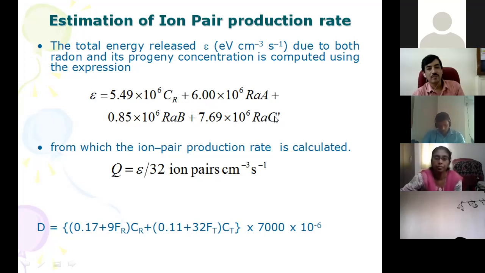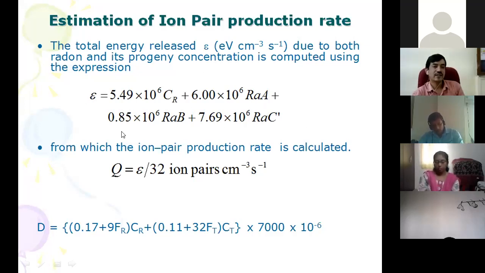I have marked C prime because it's an alpha emitting particle. C is not an alpha emitting particle. It will undergo beta decay, but its half-life is very small, a short-lived element. Therefore, they both are in equilibrium. That means radium C prime concentration is equal to radium C concentration.